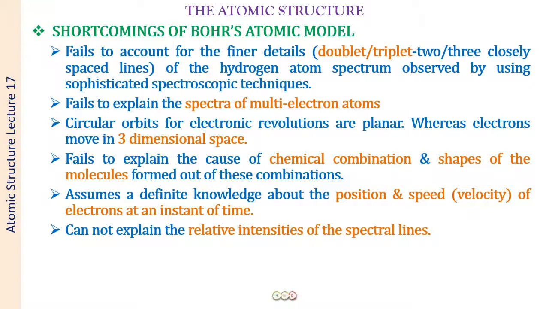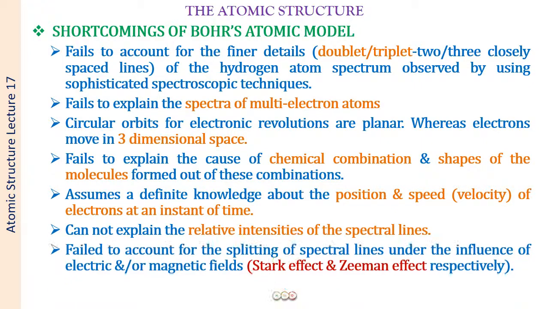Now, if you remember, while we were discussing the hydrogen spectrum, we said that as the wavelength decreases, the intensity of the lines decreases. That means that with the increase in the value of n2, the intensity of the spectral lines was decreasing. So why is it happening so? Bohr could not explain that. So that is another limitation of Bohr's atomic model.